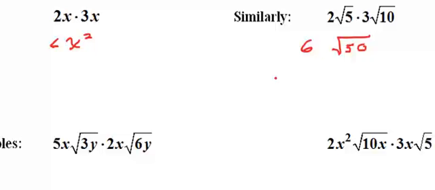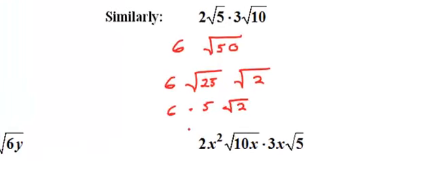Remember, we said we multiply first, then we simplify. There is a perfect square that goes into 50. So we're going to pull it apart. Perfect squares, whatever's left. 25 goes into 50 2 times. So we have 6 times, well, square root of 25 is 5, times the square root of 2. Pushing together the number part, we get 30 square root of 2.